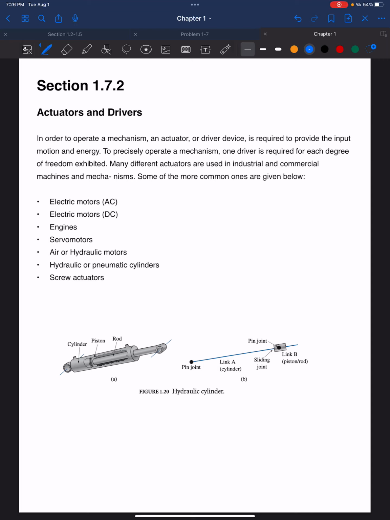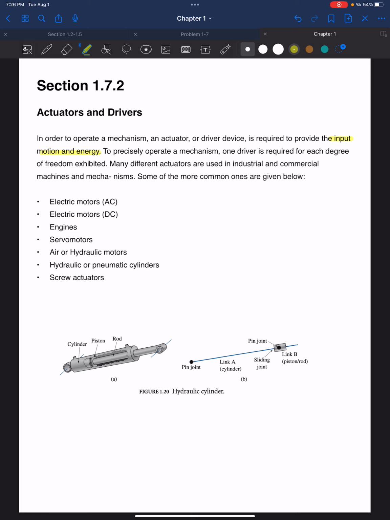So just a quick section on actuators and drivers. In order to actually operate a mechanism, something needs to start the movement of the mechanism, right? And this is going to be the actuator or the driver. It provides input, motion, and energy to our mechanism.